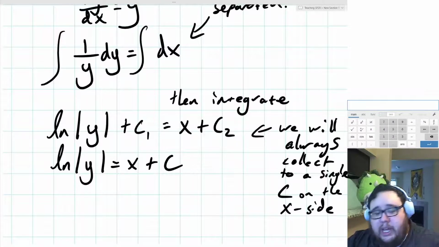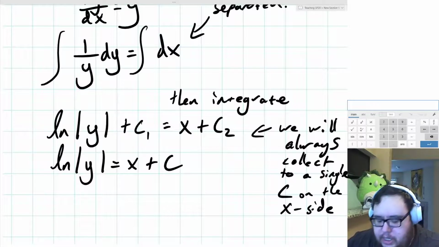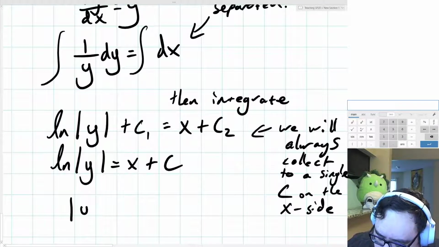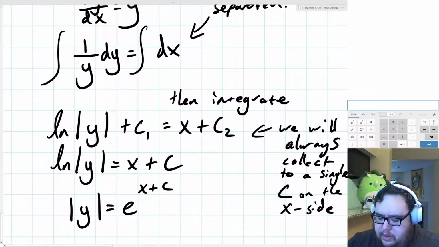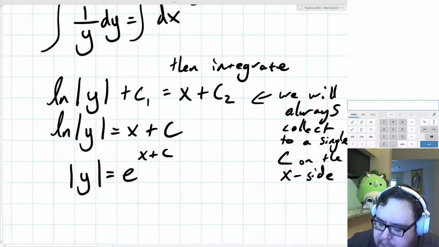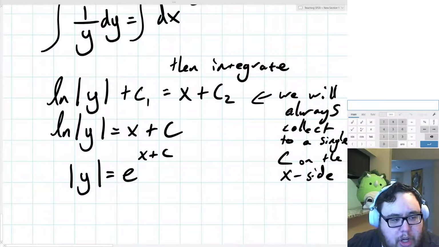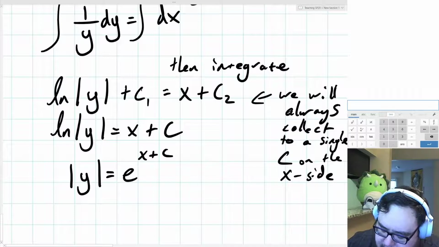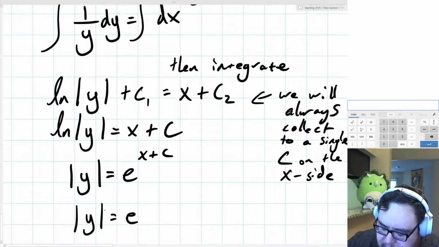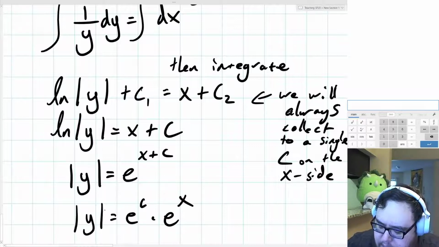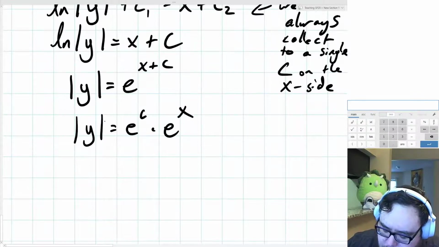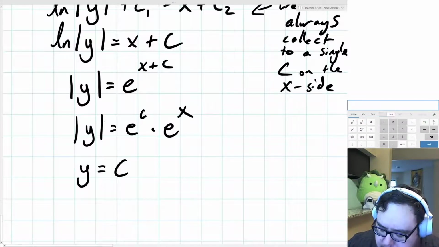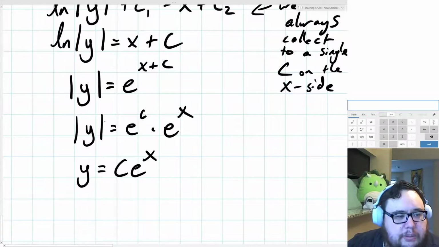Now we need to solve for y. We can do that by doing e to the power of both sides, which tells us that the absolute value of y is equal to e to the x plus c. But again, we're going to play a little fast and loose with constants. This x plus c: the absolute value of y is equal to e to the c times e to the x. But e to the power of c is itself just a constant. So y is equal to c e to the x. Some constant times e to the x.